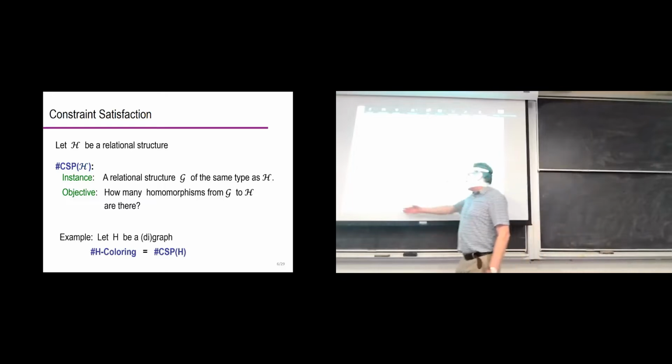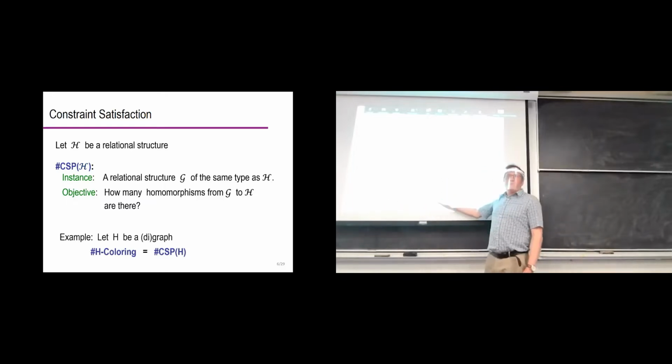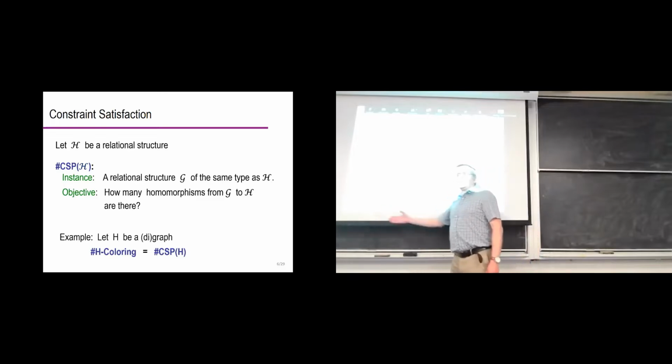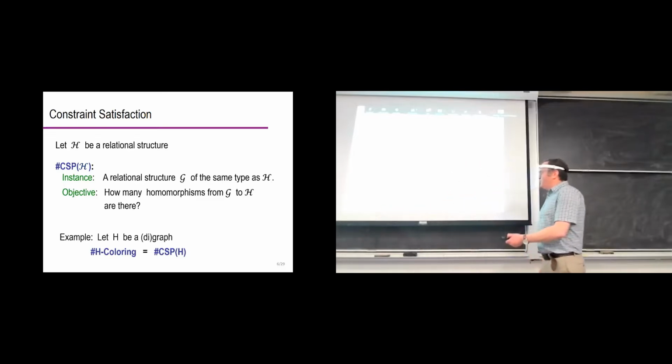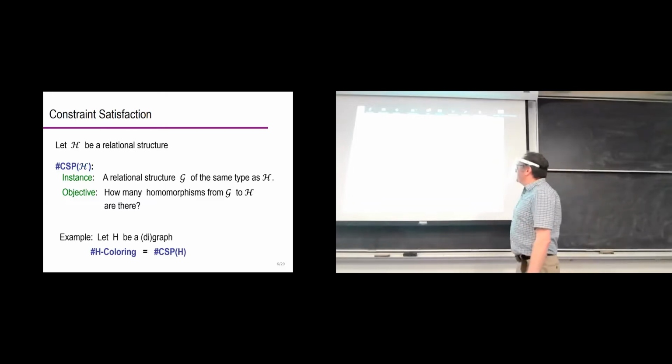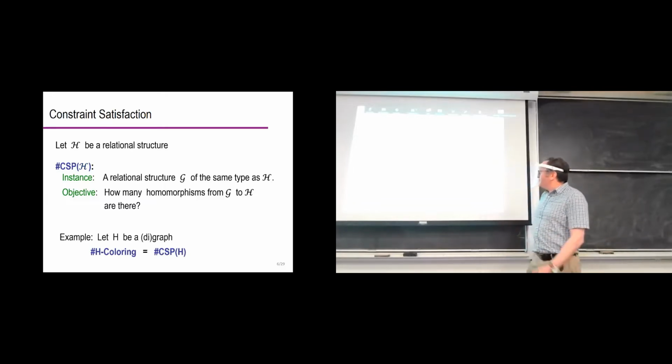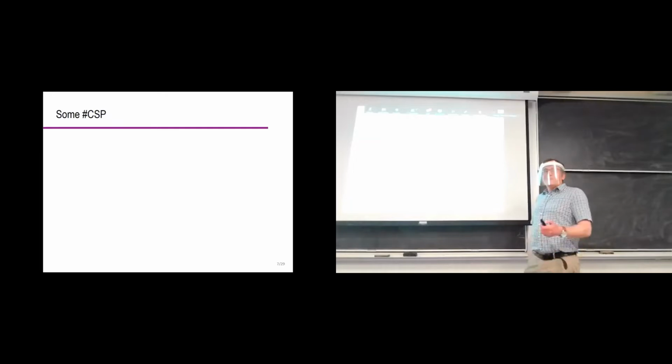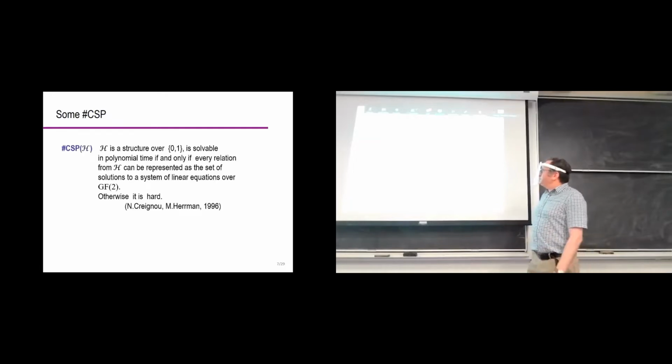So for instance, for H-coloring, it's exactly CSP of H. We can use this notation for relational structures if we want to. Every time I touch it, it changes color. All right, so some examples.